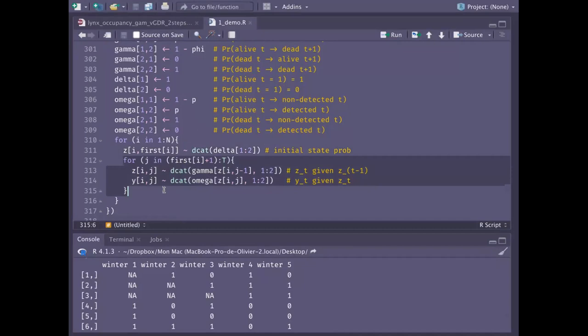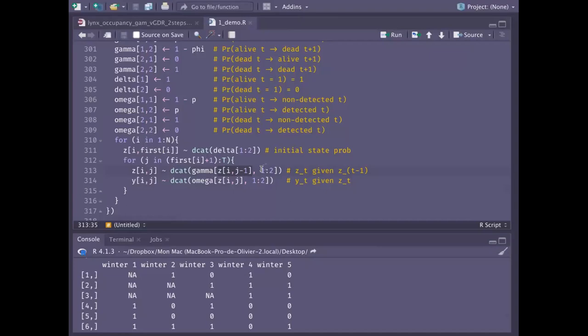And then we go through the next sampling occasions from 2 to T. And we say first, the state at the next sampling occasion, given the state you were at the previous sampling occasion, is a multinomial distribution with one trial, or categorical distribution. That's what we saw before. And we pick the row in the transition matrix, gamma, corresponding to the state you were at previous sampling occasion. So that's this one, J minus one. Okay. So it's going to be one or two. If you were alive at the previous sampling occasion, it's going to be the first row, one. And if you're dead, that's going to be the second row, two. Okay. And you take both columns.